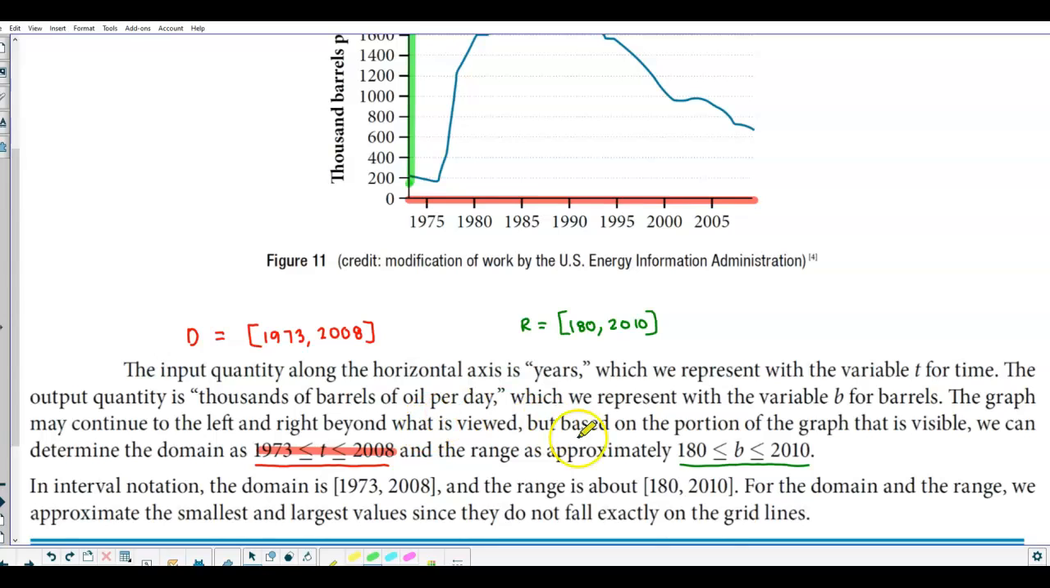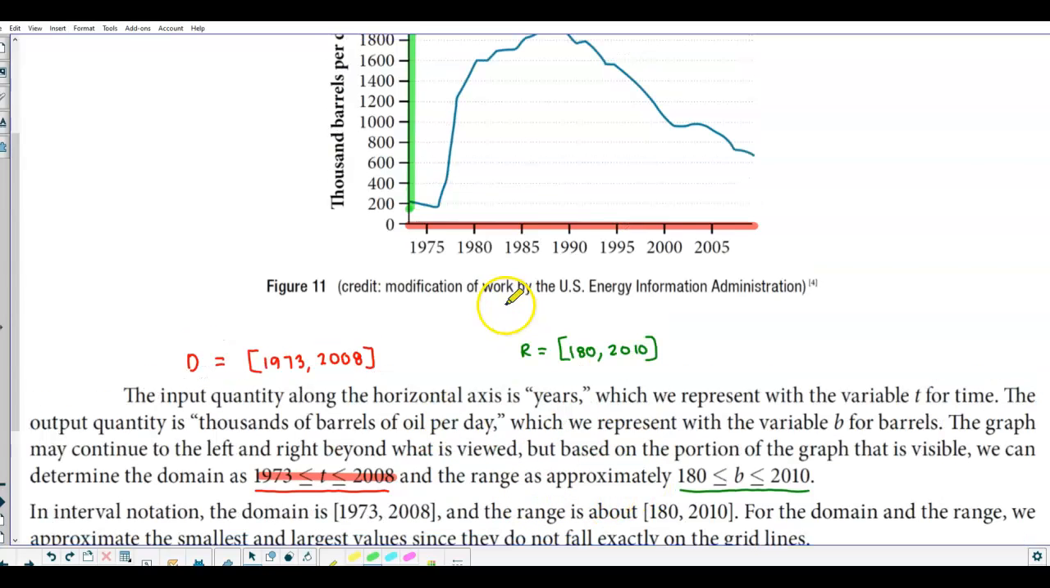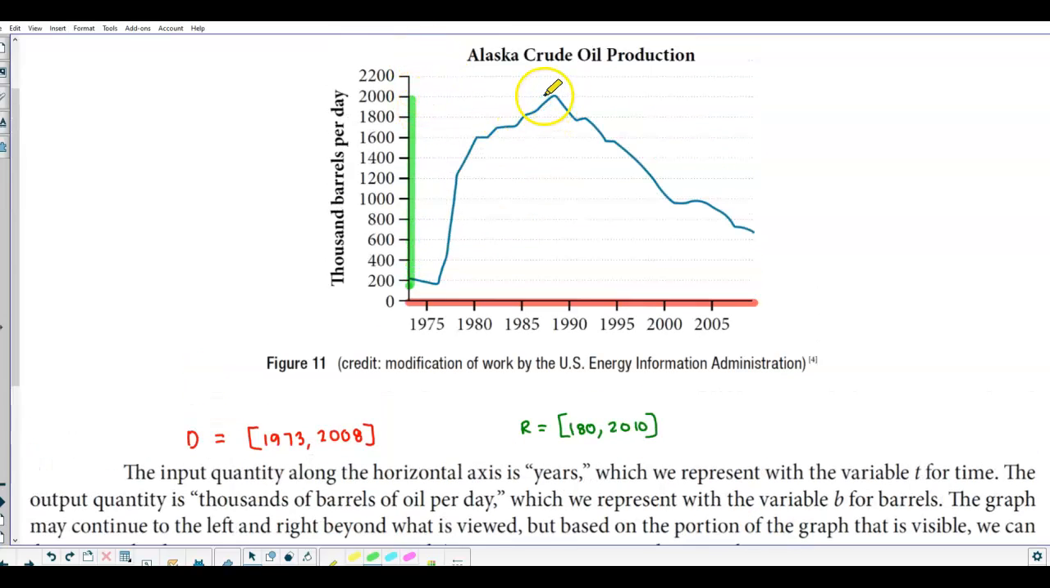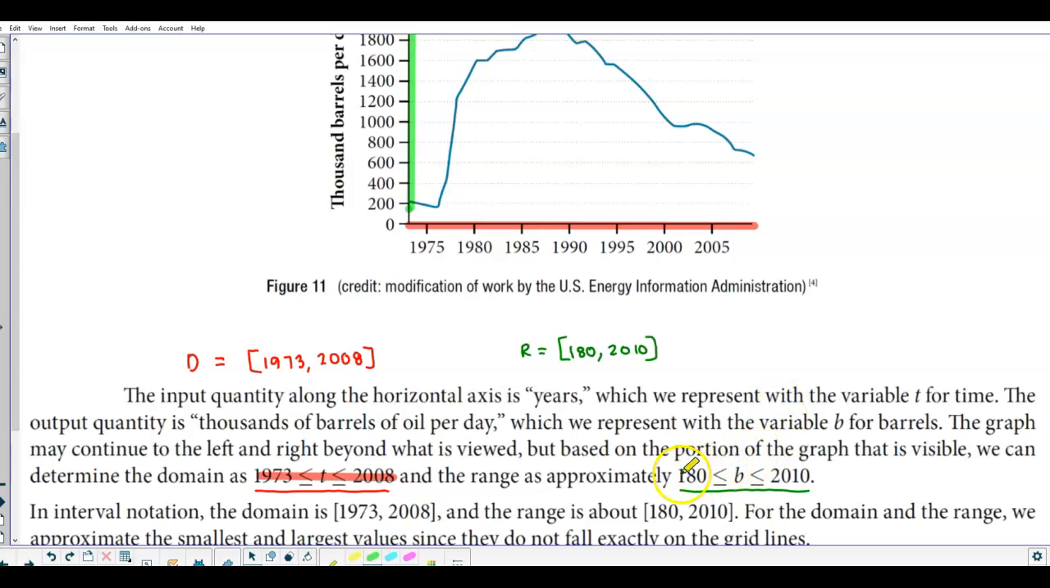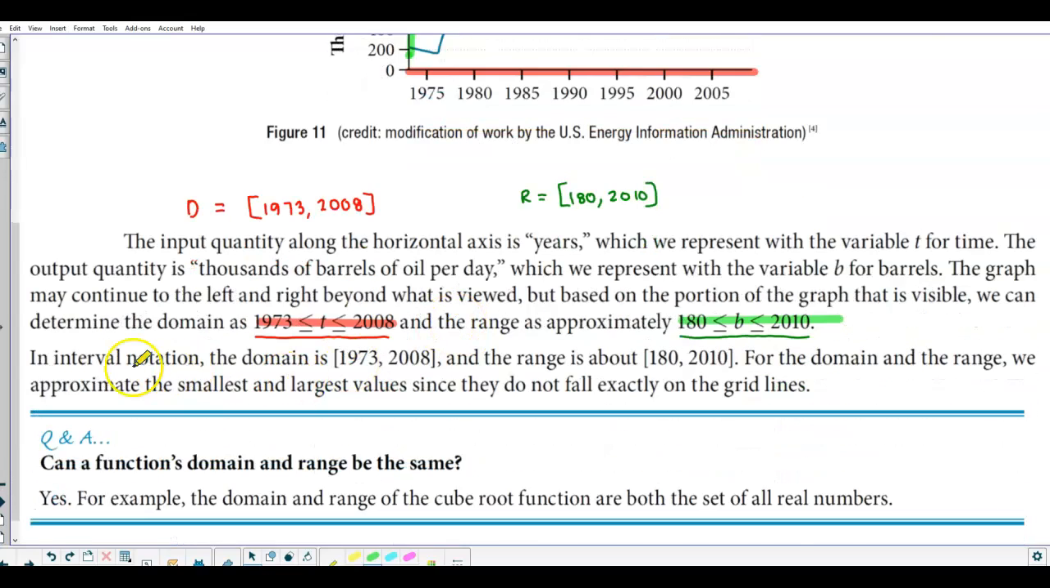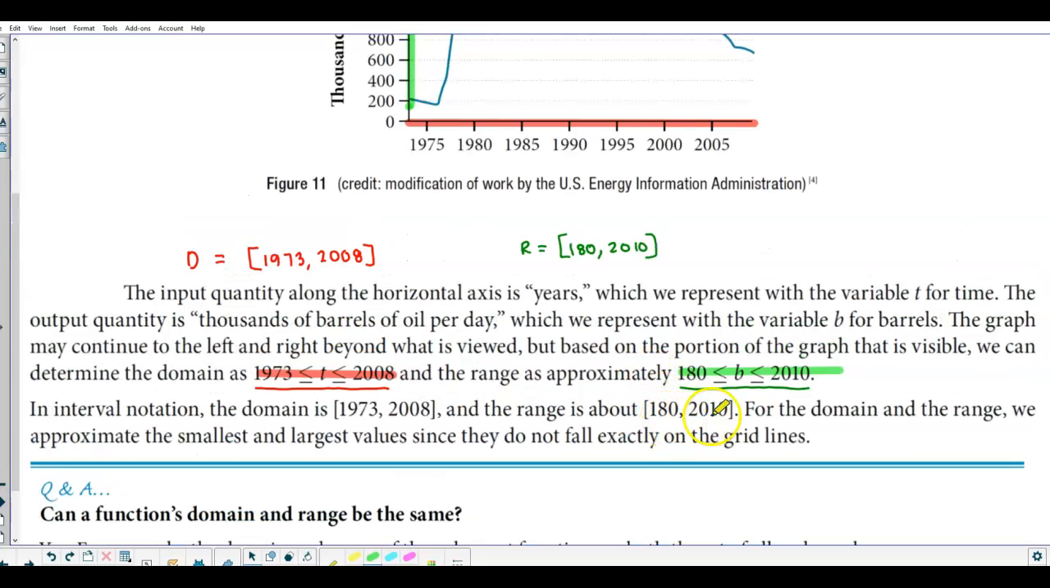So we can see here that the range is approximately around 180 to around maybe 2010. It's right above the 2000. So again, this is an estimate. So we have the range, which is the bracket 180 to 2010. And again, it's a bracket because we don't have any open circles. So again, the interval notation for the domain is bracket 1973 to 2008, and the range is about 180 to 2010 with brackets on both sides.